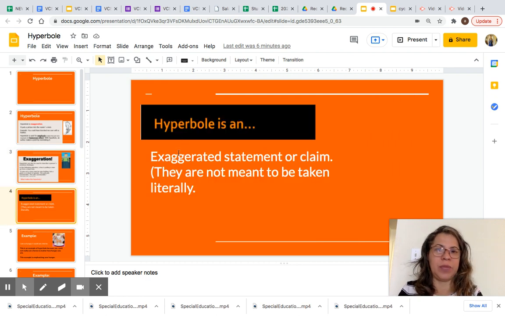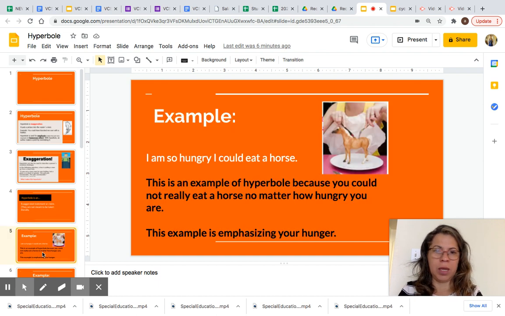Hyperbole is an exaggerated statement or claim. They are not meant to be taken literally. Let's look at a few examples of hyperbole.